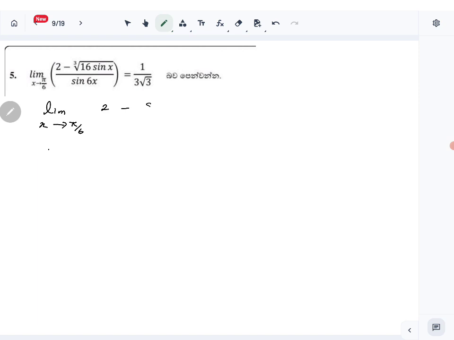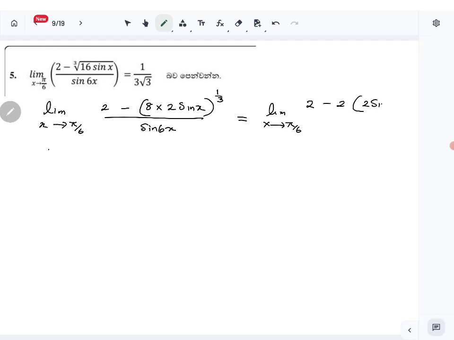This 16 I can write as 8 times 2 sine x. Then cube root means 1/3 power. Let me write it like that. Then 8 cube root is 2, no? So I can take that out. So we are left with 2 minus 2. Inside you have 2 sine x, whole thing to the 1/3 power, minus sine 6x. Right.